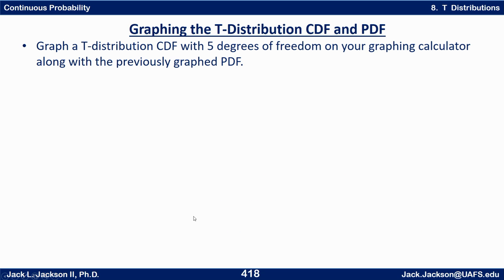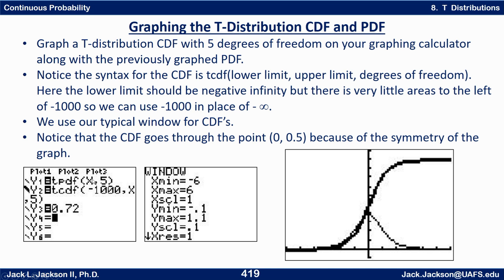Okay, so if we graph a TCDF with 5 degrees of freedom, there's a built-in TCDF. I'm going to use negative 1,000 in place of negative infinity and 1,000 in place of infinity. Technically, these go all the way from negative infinity to infinity, in other words, all real numbers. But once you get past 1,000 either way, you definitely have very little. In fact, 1,000 is probably quite a bit of overkill, but I can use that. So TPDF of x, 5, TCDF of negative 1,000, x, 5. So this will be the PDF and the CDF.